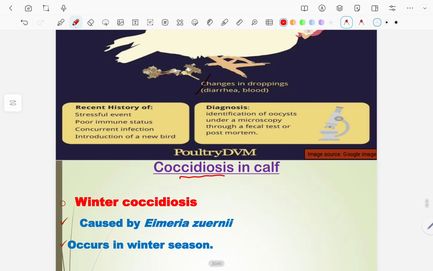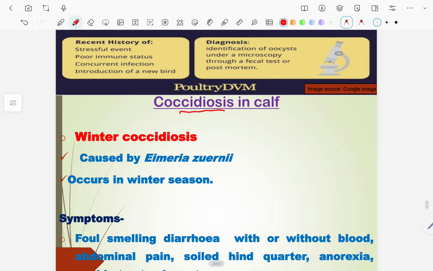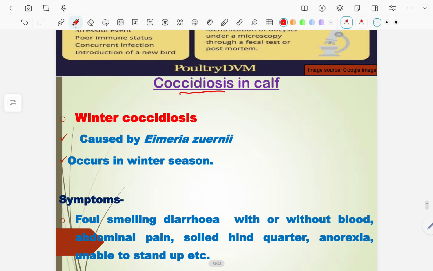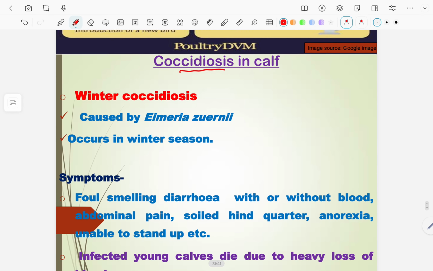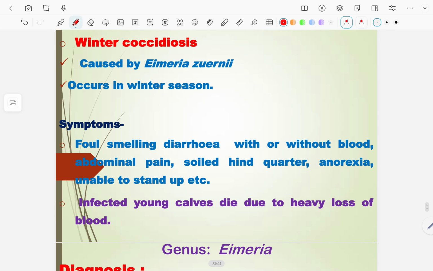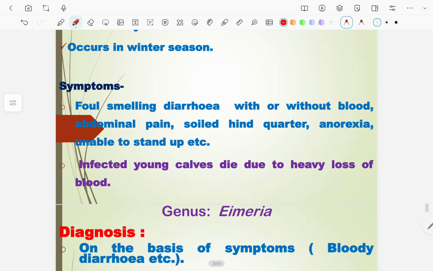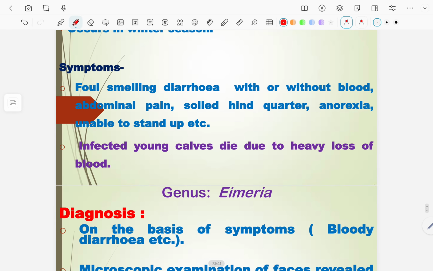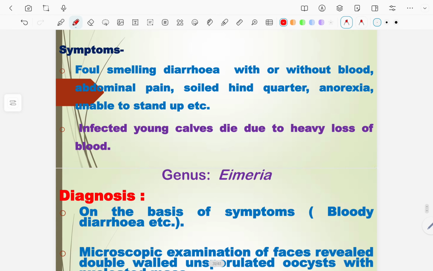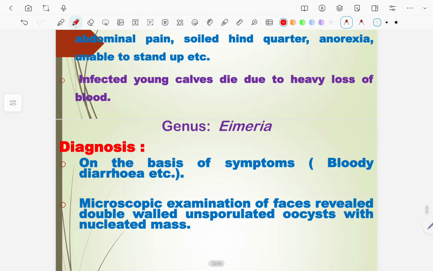Coccidiosis in calf. Winter coccidiosis is caused by Eimeria zuernii and occurs in the winter season. Symptoms: foul smelling diarrhea with or without blood, abdominal pain, soiled hind quarters, anorexia, and inability to stand up. Infected young calves die due to heavy loss of blood.